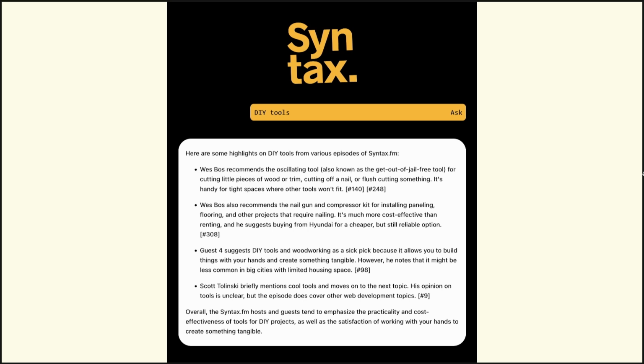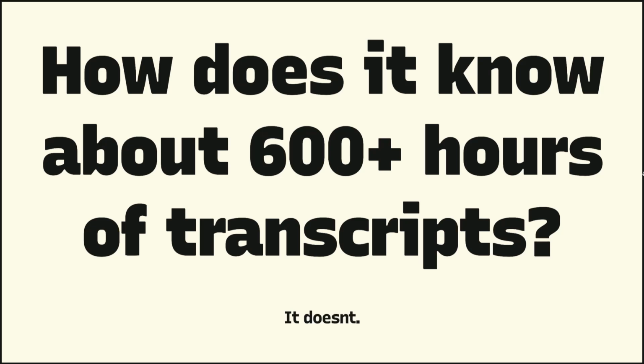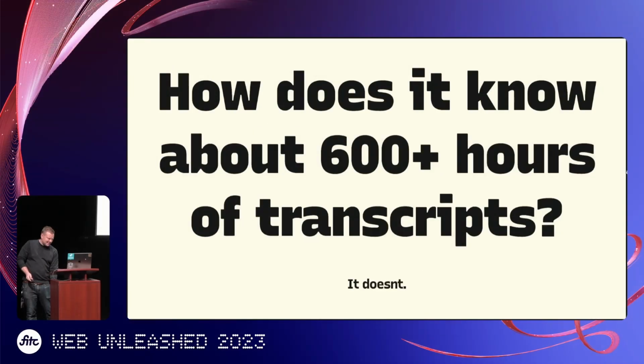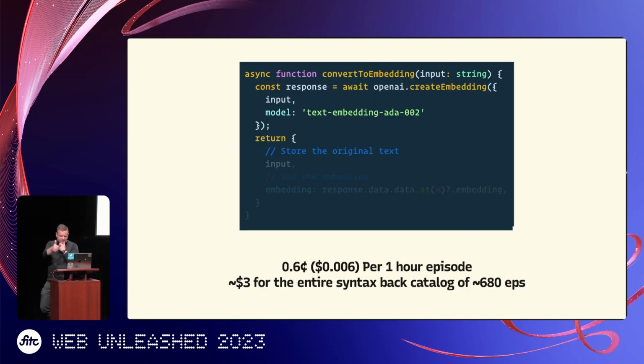And the fact that it knows that it's a DIY tool and not a build tool is so cool because they're both tools. If you were just to match the word tool, it would find all of that. But it knows on many levels what type of tool you're talking about. So how does it know about 600 hours of transcripts? Do you have to train your own model? And the answer to that is it doesn't know about all of our podcast episodes, right? Embeddings are the answer there.